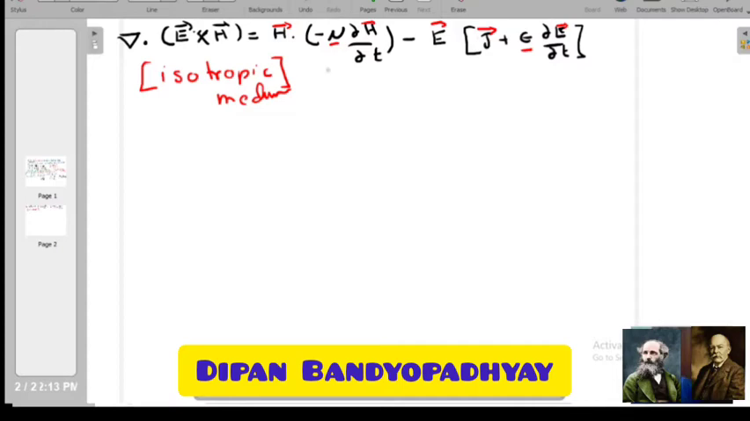And this J, you know what this J is? J is, from Ohm's law, the microscopic form of Ohm's law, J equals sigma E, where sigma is the conductivity, J is the current density, and E is the electric field intensity. This you know.